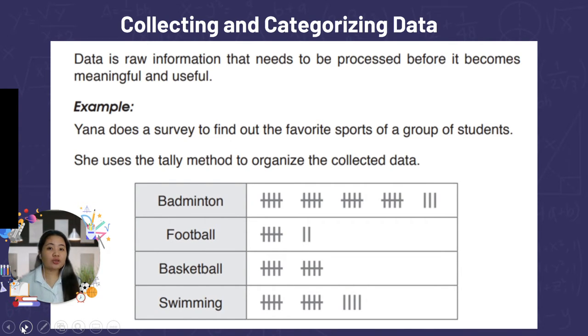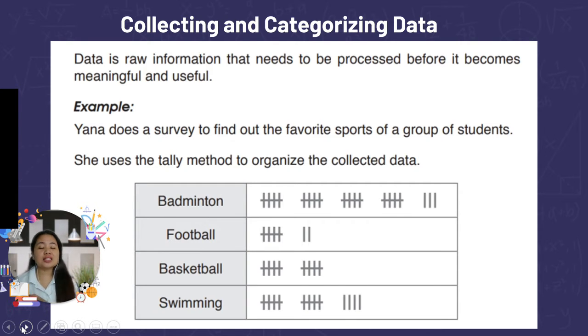Collecting and categorizing data. Data is raw information that needs to be processed before it becomes meaningful and useful. If it is only data, it's just a bit of ideas. But if you process that, it will become useful information. So that is what we are discussing today. So, analysis. Let's have the example.